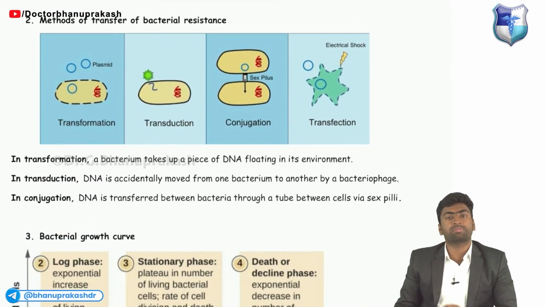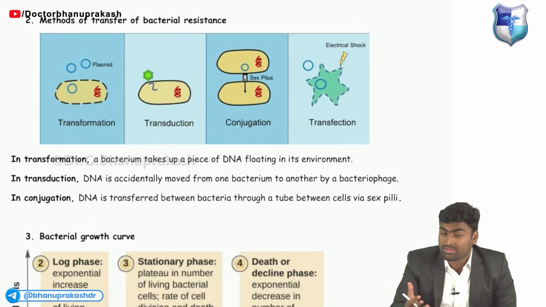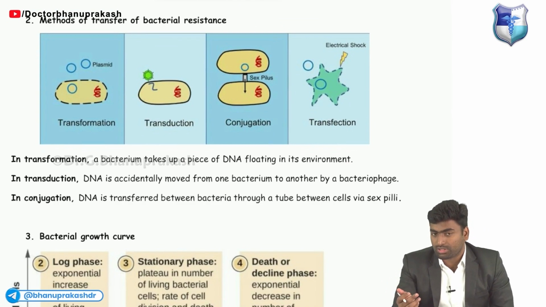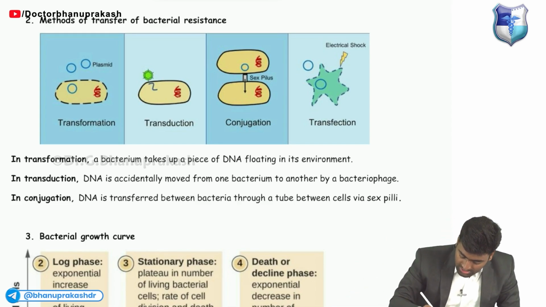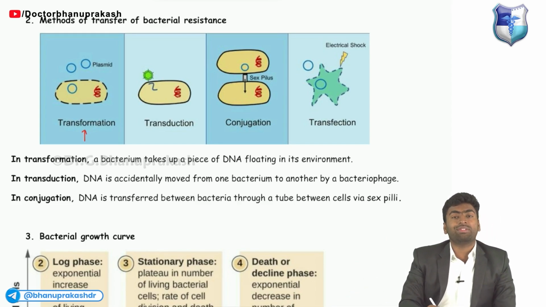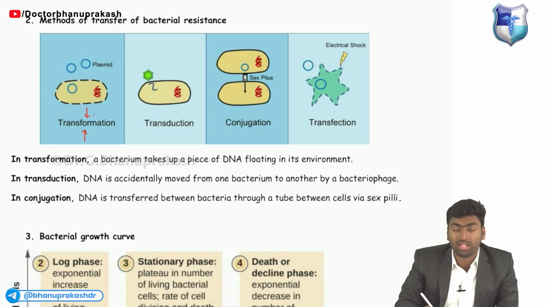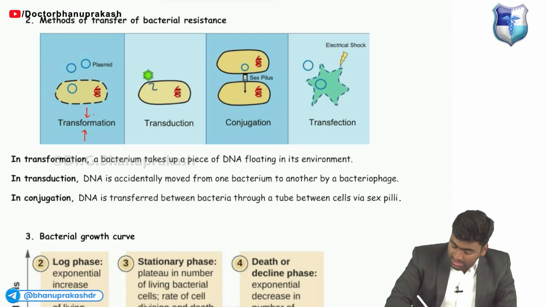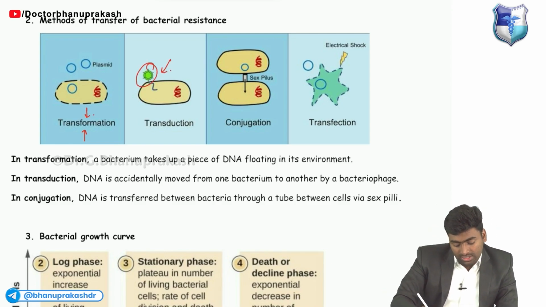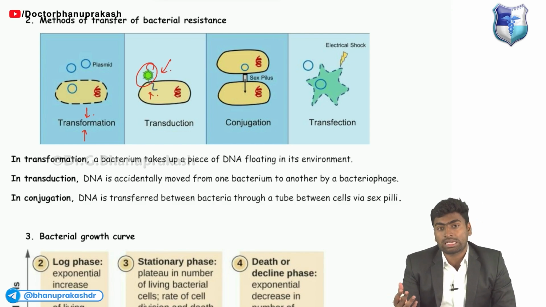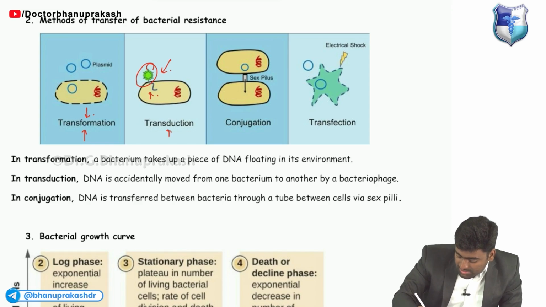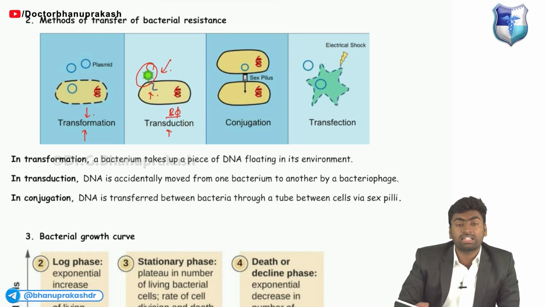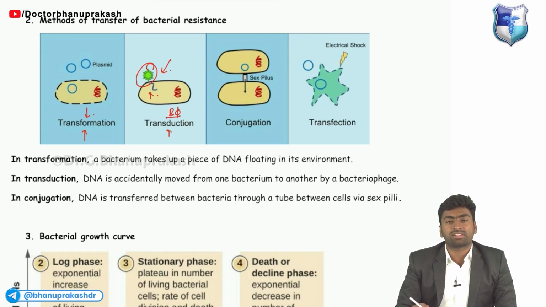There are a few methods of bacterial transfer of resistance. How does it transfer? One, if it takes something from its own environment, it is known as transformation. From the environment, if it takes it by itself, it is known as transformation. Or if you are using a vector that delivers something, like Blinkit and Zepto, so if you are using a bacteriophage to deliver, it is transduction. It is known as transduction.